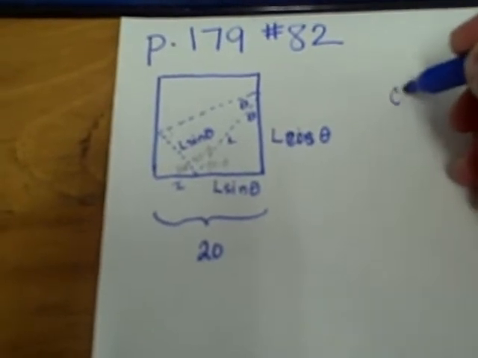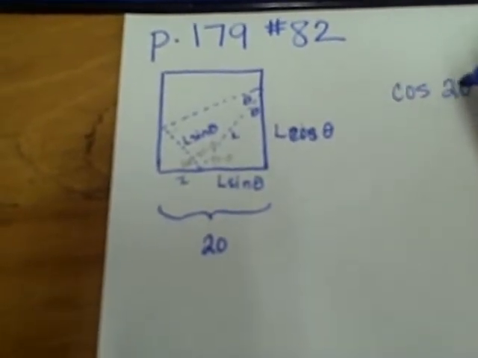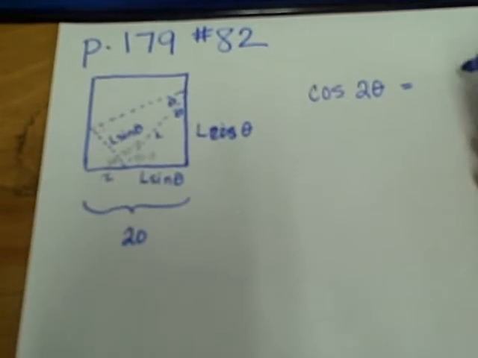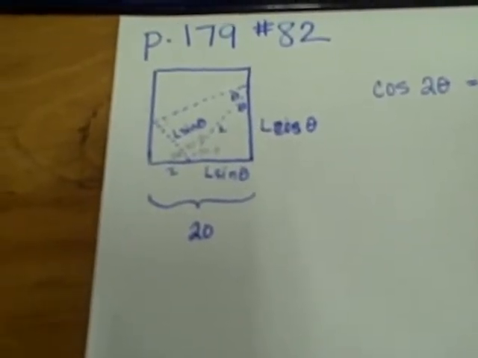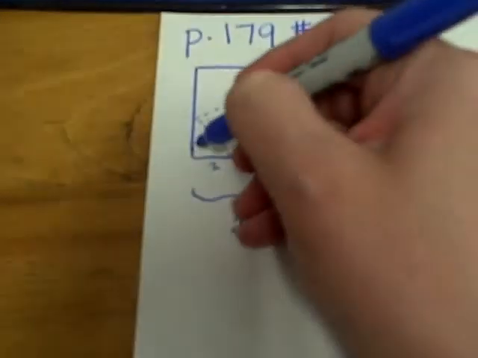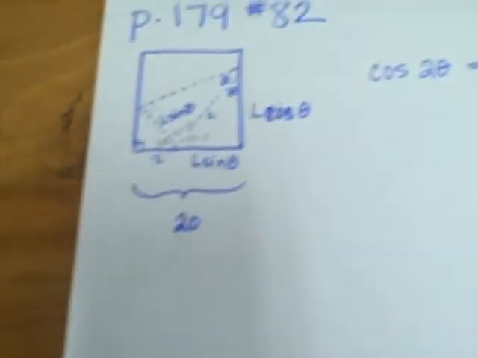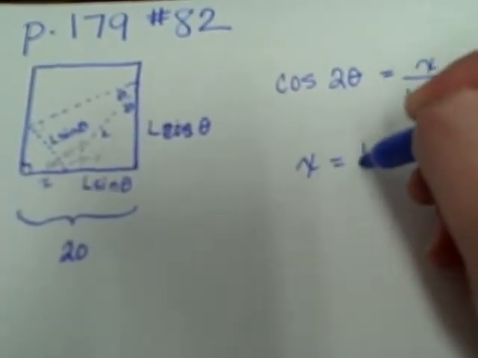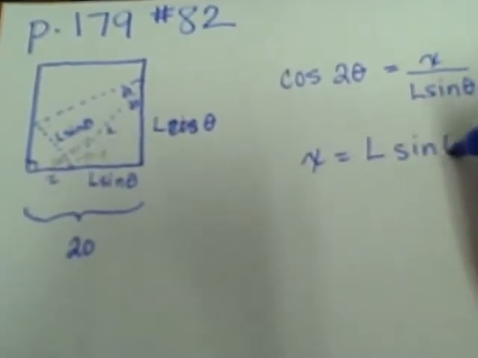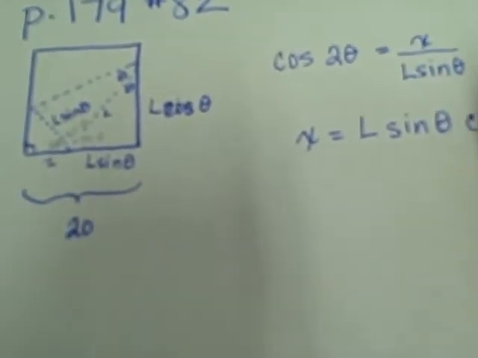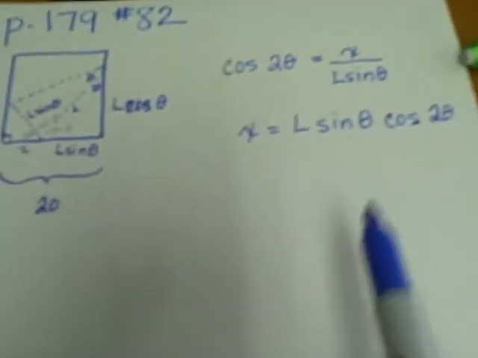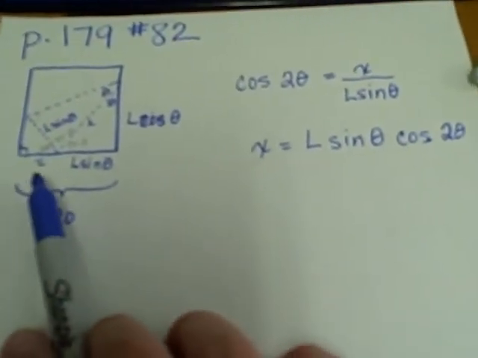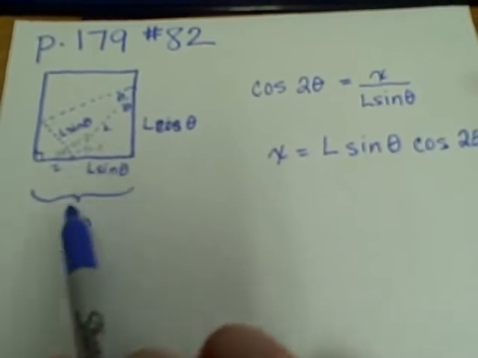using cosine of our 2 theta equal to the adjacent, which would be x in this case, over the hypotenuse, which is L sine of theta. Remember, this is the hypotenuse for this smaller triangle over here on the left. Now if we solve that for x, you'll see that we get x equals L sine of theta cosine of 2 theta. Now we have that second dimension that we need in the width to add them together to give us 20.